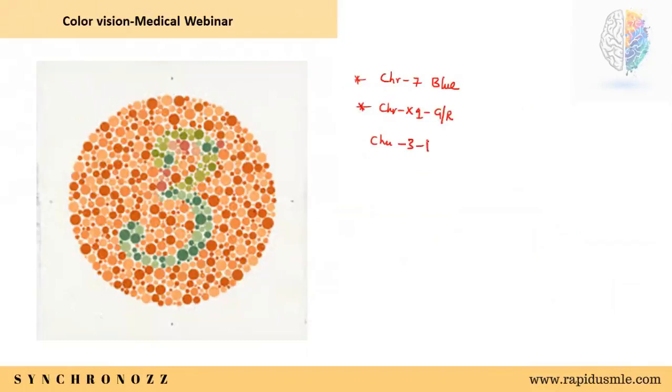Chromosome 3 is for rhodopsin. What is rhodopsin? Rhodopsin is a photopigment which is present in rods. And these two are for cones. I already told you one thing, right? Dichromats means they can perceive two colors, two cone pigments. Trichromats means they can perceive three cone pigments. Let us come back to the color blindness.